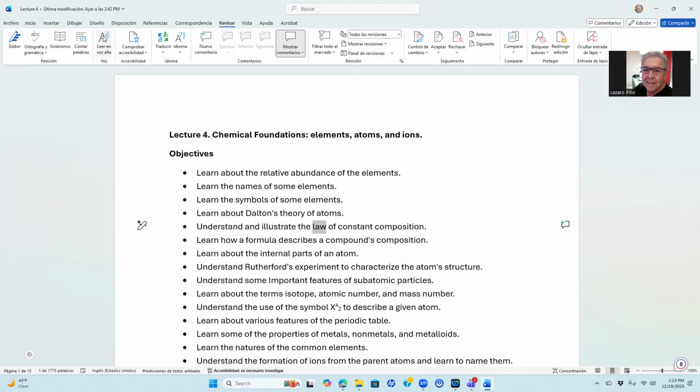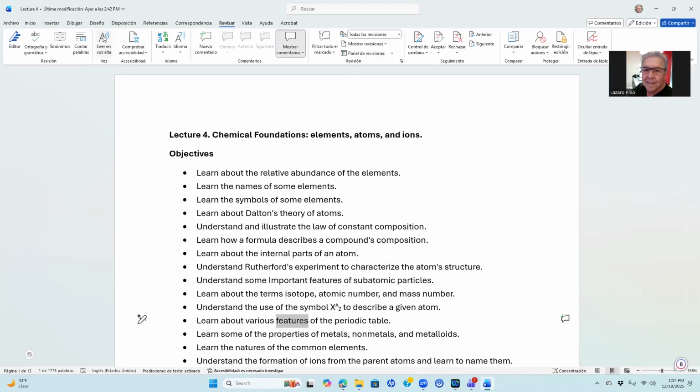Understand and illustrate the law of constant composition. Learn how a formula describes a compound's composition. Learn about the internal parts of an atom. Understand Rutherford's experiment to characterize the atom structure. Understand some important features of subatomic particles. Learn about the terms isotope, atomic number, and mass number. Understand the use of the symbol XAZ to describe a given atom.